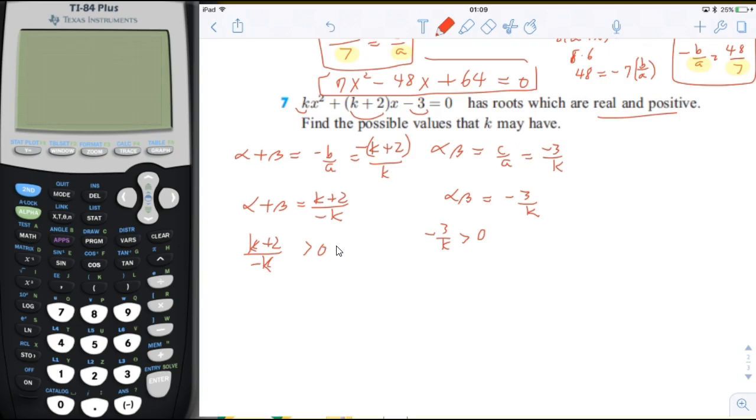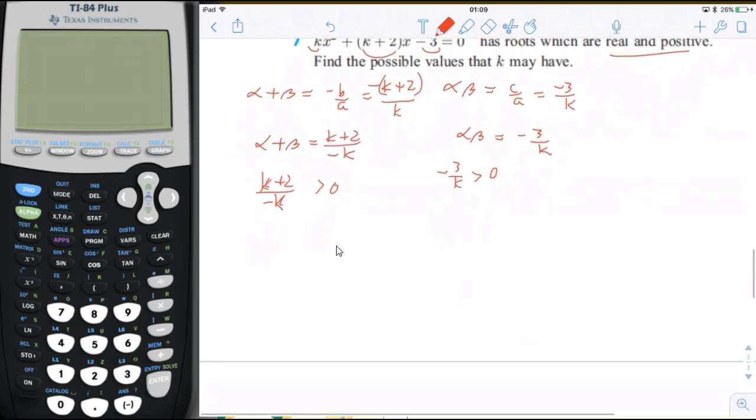Now what we're going to do is use sign diagrams to figure out what values of k make these true. So first of all, for this left one here, the critical values for the sign diagram are going to be the zeros and whatever illegal values there are, asymptotes. So the asymptote here would be k equals 0, right? So we're going to put an asymptote at k equals 0. We're looking for k here, not for x. And the 0 value would be k equals negative 2, so we'll mark that too.